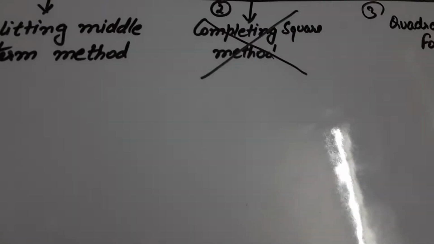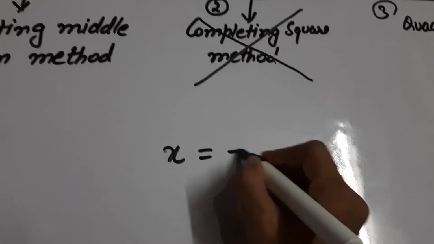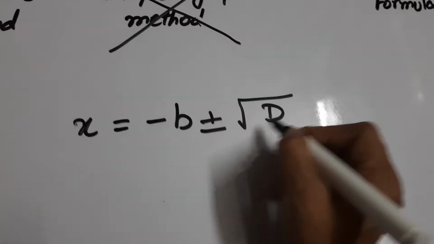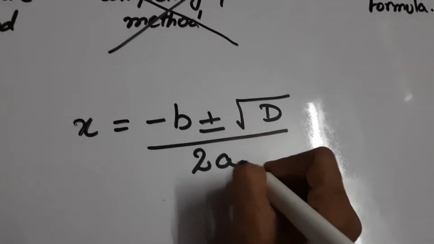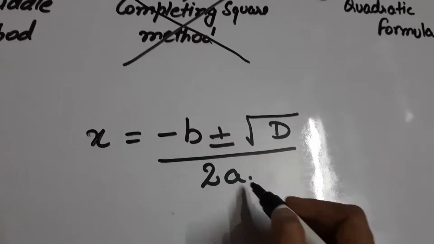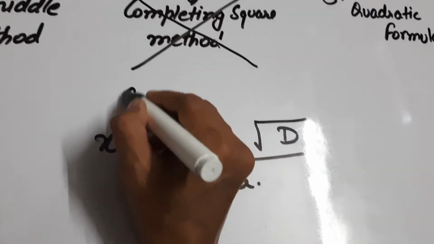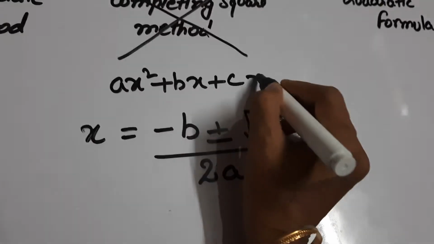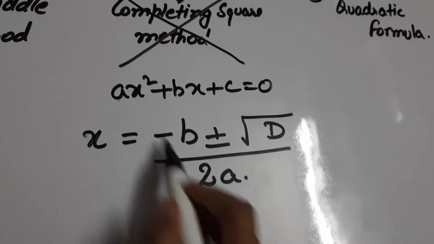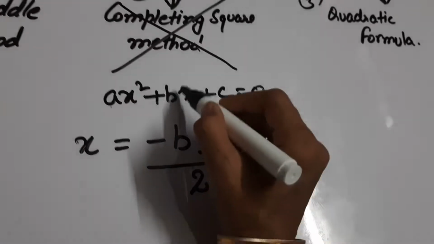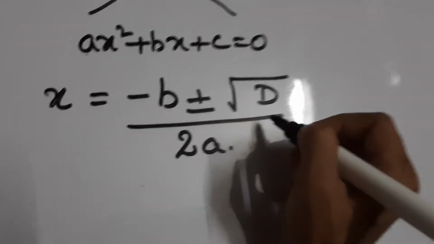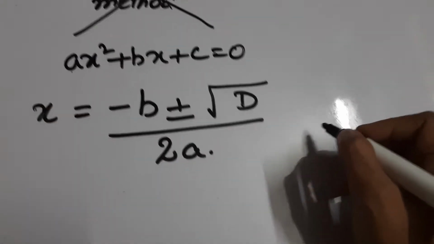So what is this formula? The formula is x is equal to minus b plus minus under root d upon 2a, right? Where what is a, b and d? We have quadratic equation ax square plus bx plus c is equal to 0. So a is the coefficient of x square, b is coefficient of x and c is the constant term. And what is d? In the previous video I told you about d.